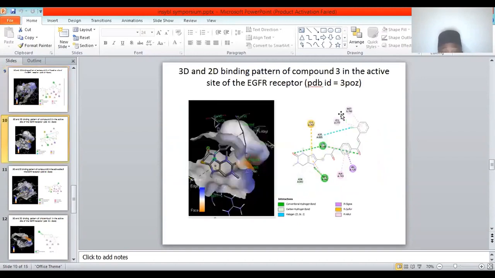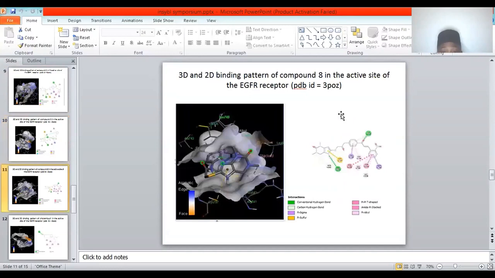And this also is compound 3 in the active site, interacting with the active site of the EGFR receptor through the conventional hydrogen bond, carbon hydrogen bond, halogens, pi sigma, pi sulfur, and pi alkyl. This is compound 8 interacting with the EGFR through two conventional hydrogen bonds, carbon hydrogen bond, pi sigma, pi sulfur, pi T-shaped, amide pi stacked, and pi alkyl.